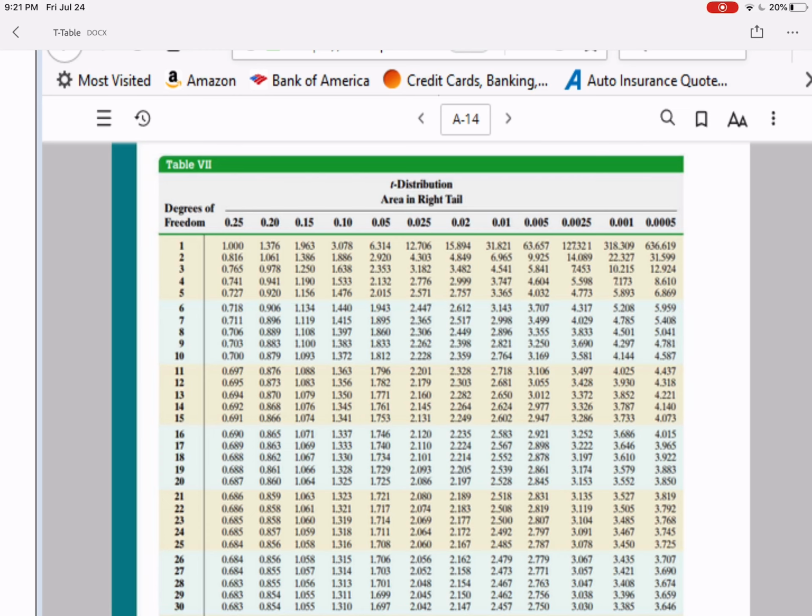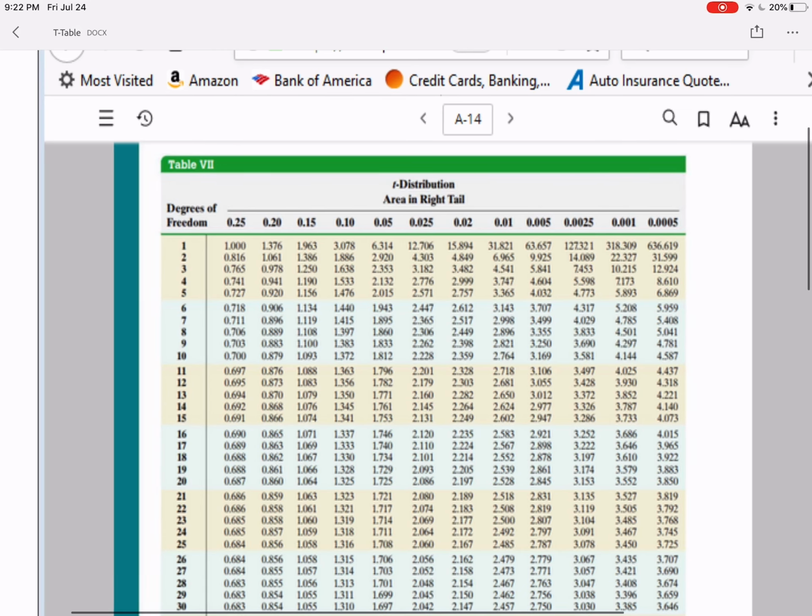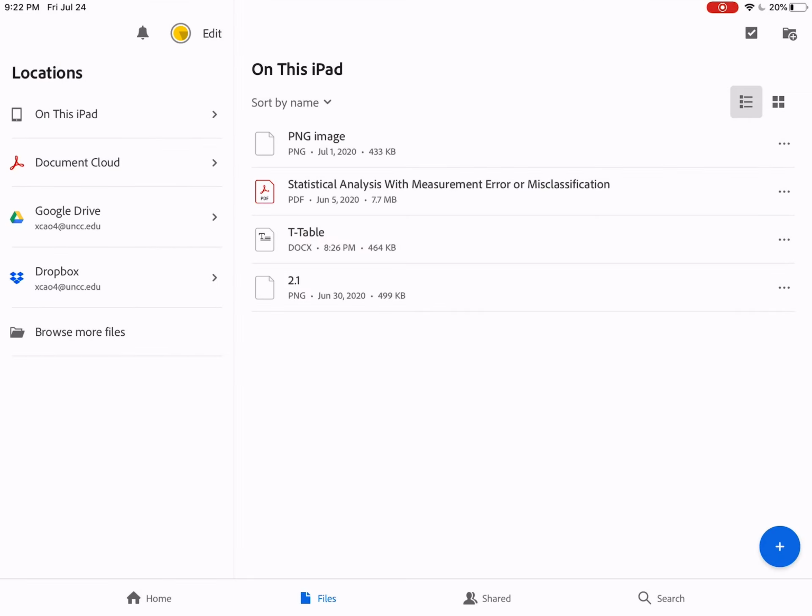So it's over here, 0.2, and 10 is over here. You can tell the intersection of 0.2 for the area in the right tail and 10 degrees of freedom is 0.879. Once again, the area in the right tail is 0.2 and the degrees of freedom is 10, and the intersection, which is the t-value, equals 0.879. I think it's pretty straightforward.